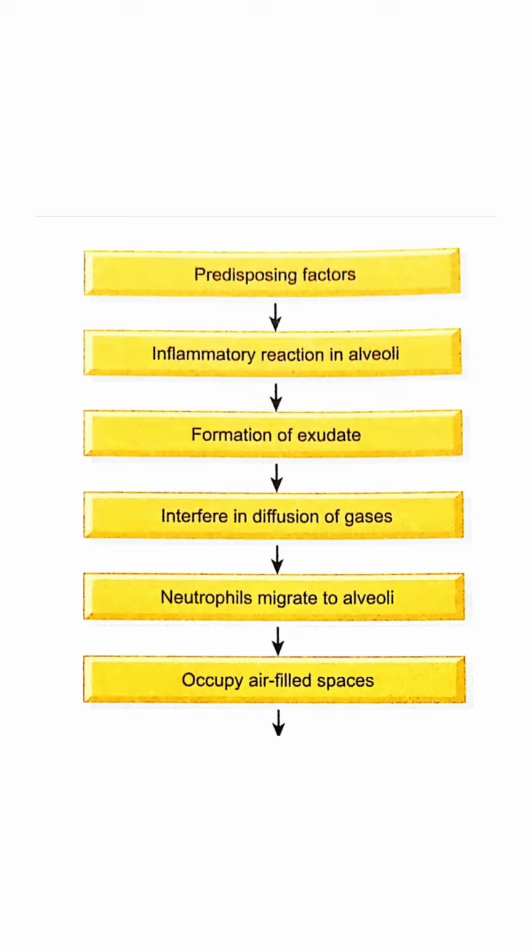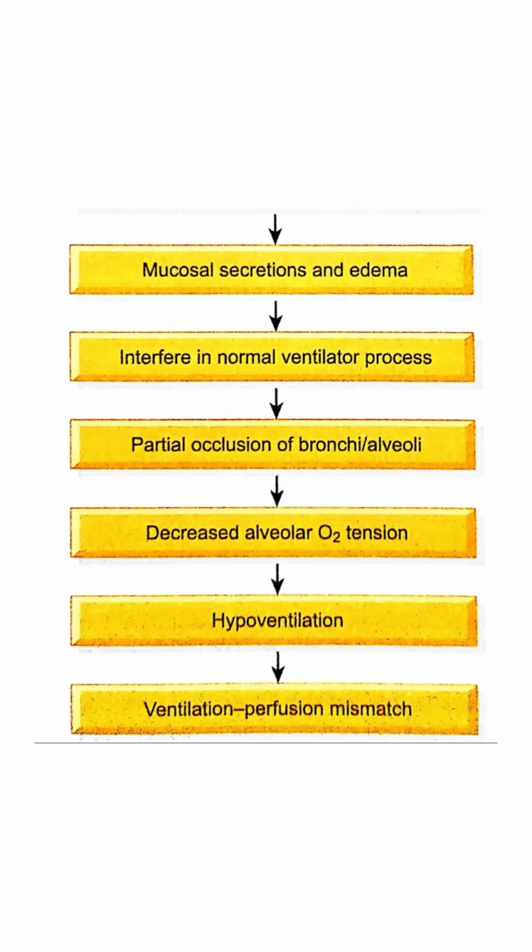Inflammatory reaction in alveoli. These factors trigger an inflammatory reaction within the alveoli, the tiny air sacs where gas exchange occurs. Formation of exudate. The inflammation leads to the formation of exudate, a fluid rich in proteins and inflammatory cells, which accumulates within the alveolar spaces. Interference in diffusion of gases. The presence of exudate and inflammation interferes with the normal diffusion of gases, oxygen and carbon dioxide, across the alveolar capillary membrane, impairing gas exchange.